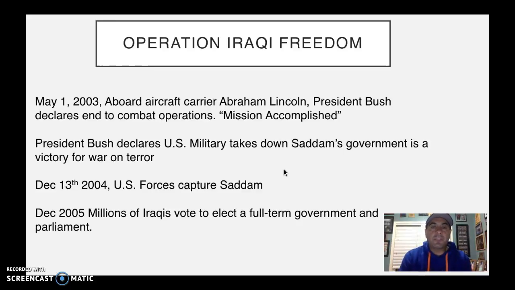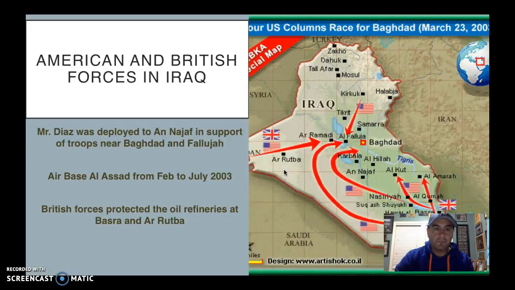Basically, a major issue and major circumstance surrounding this war were terrorists, and that Iraq was harboring terrorists. December 13, 2003, U.S. forces captured Saddam, like we were saying before. December 2005, millions of Iraqis vote to elect a full-term government and parliament. As you can see, more in depth and more detail within the map of Iraq.